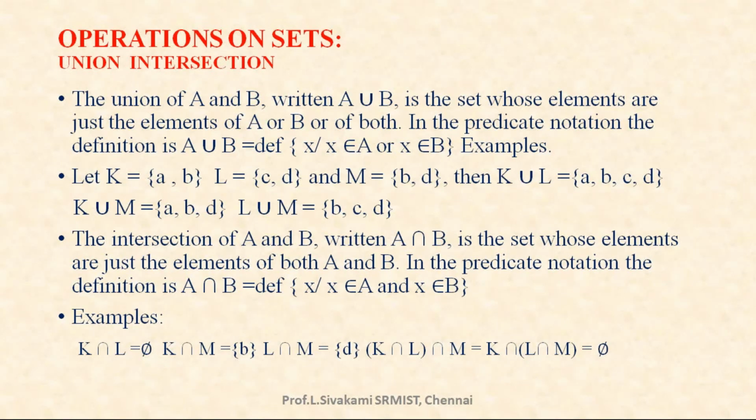The intersection of A and B, which is A intersection B, is a set whose elements are just the elements common to both A and B. That is, we have to select the common numbers or letters between the two given sets. For example, K intersection L equals the empty set in the above example, where K is {A, B} and L is {C, D}. Now let us see one by one.